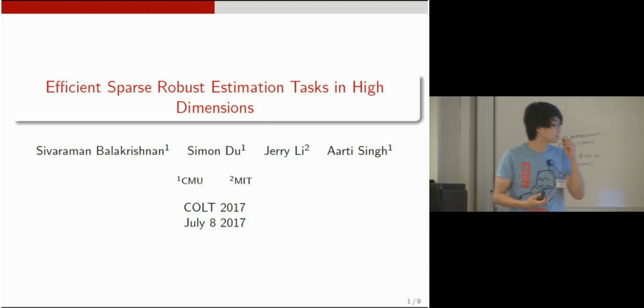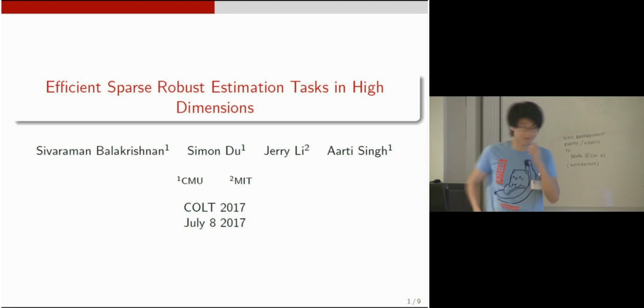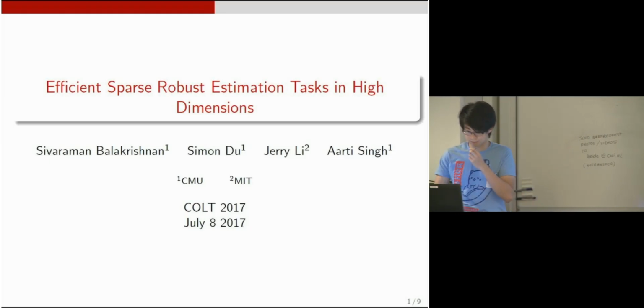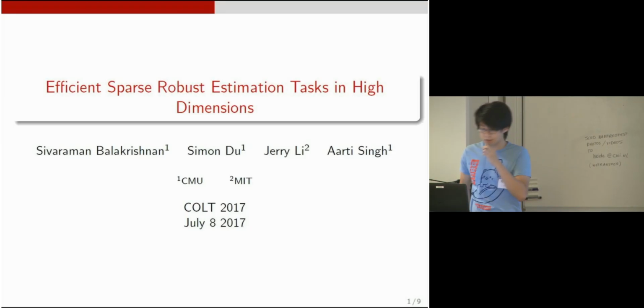Yeah, so this was a merged paper. So both of the merged groups are going to give a talk, or representatives from both groups. So yeah, this talk is about efficient, robust, sparse estimation tasks in high dimensions.